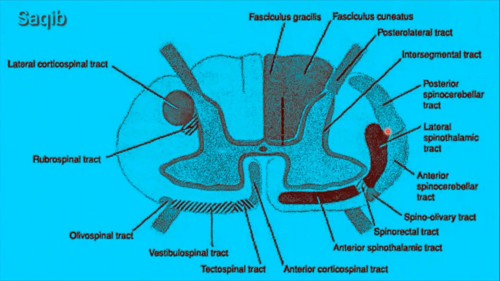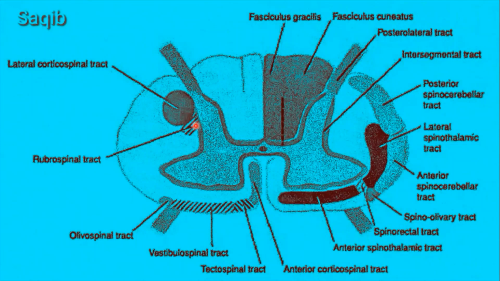And this is the lateral system, the lateral spinothalamic tract. Pain and temperature sensation are carried to the thalamus. And then this is our spino-olivary tract, going into the olivary nucleus of the medulla. And this is the spinotectal tract, going to the midbrain. And anteriorly in the anterior funiculus there is the anterior spinothalamic tract, going into the thalamus.